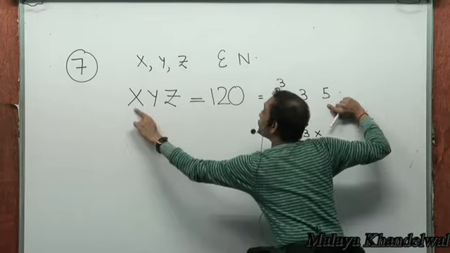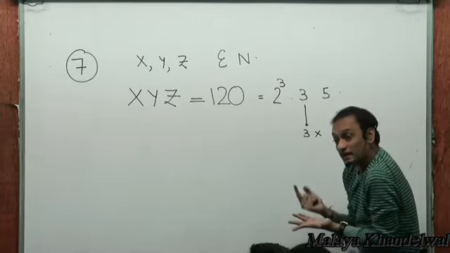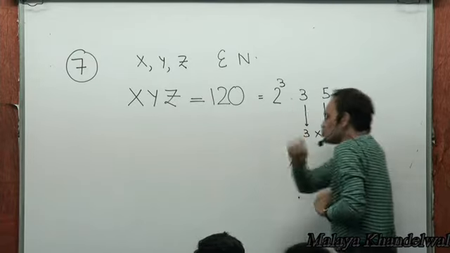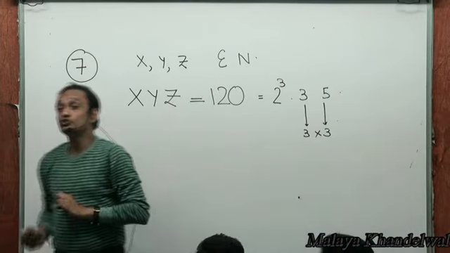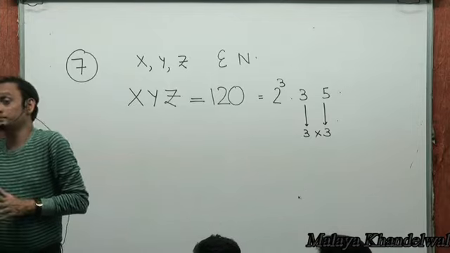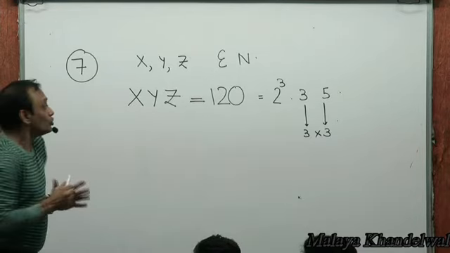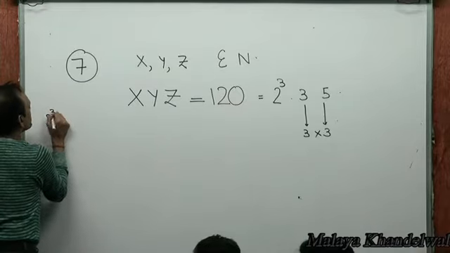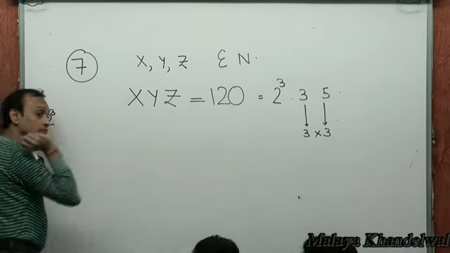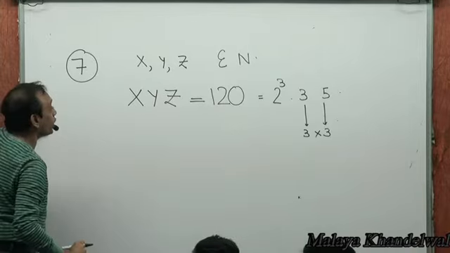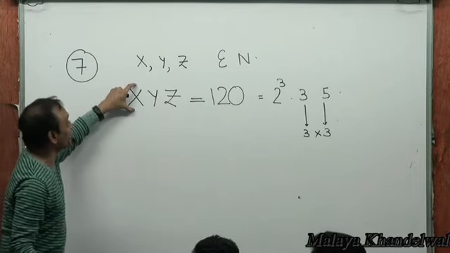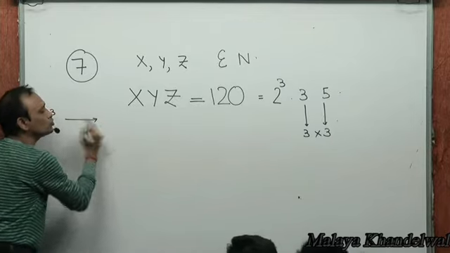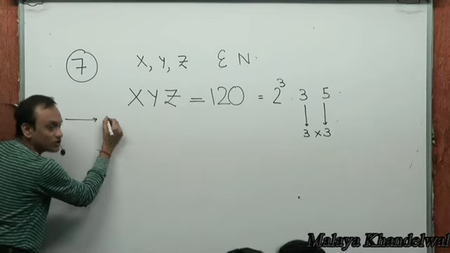5 could have been assigned to X, Y or Z. So how many ways of dealing with 5? 3 ways. Now, 2 cubed. We need to figure out how 2 cubed could be assigned to X, Y, Z. See, one way to write 2 cubed is 2 cubed itself. Now, 2 cubed all by itself bodily could have been given to X, Y or Z.